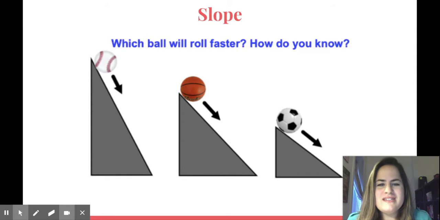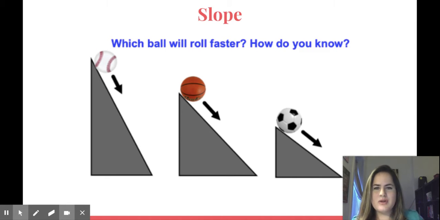So we have 3 different slopes here and 3 different sports balls. Let's say I was to release all of these sports balls at the exact same time. Which one would roll faster? And how do you know? Take a guess.